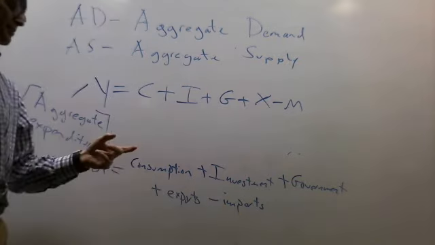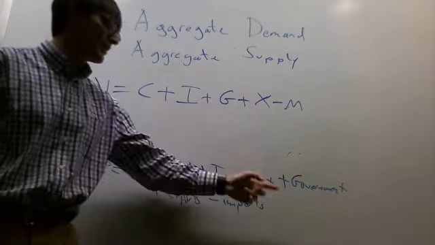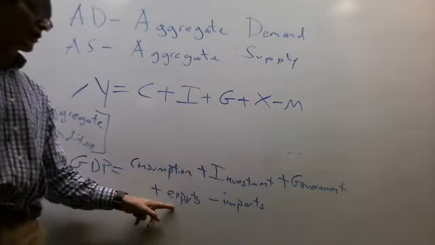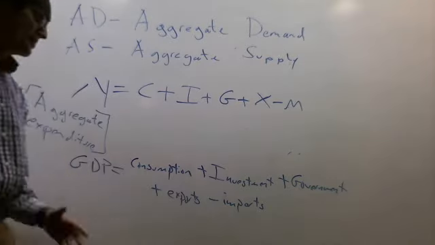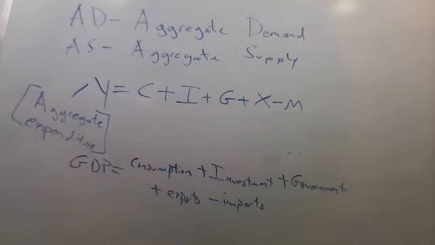Okay. So we're adding up household purchases, business purchases, government purchases, and then we have this correction for foreign entities that buy our stuff, subtracting off all the stuff that we buy from foreigners. And that tells us what the total demand for goods and services is in the economy.